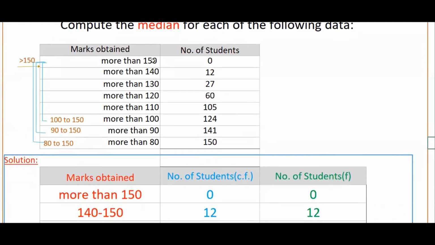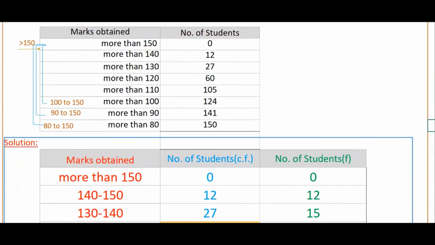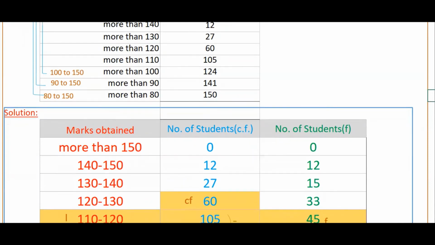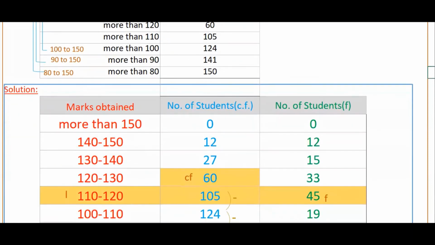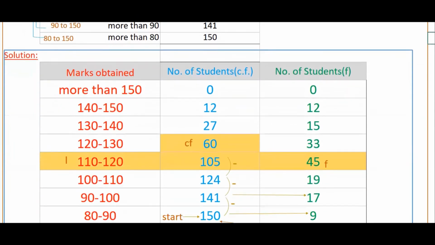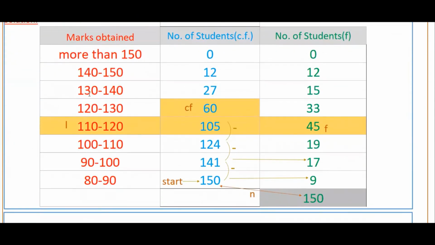Again, you have to write these marks obtained in class interval form. Here, more than 150 you can write as more than 150, or 150 to 160. You can write any number. Next one, more than 140 means you can write 140 to 150, because this is the highest mark. Here more than 130 means 130 to 140, like this. So write the class intervals like this: 140, 150, 130, 140, and 120, 130. These values should be the same: 130, 130, 110, 110, like this.